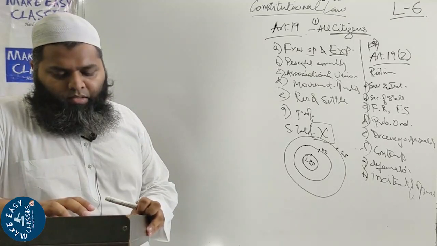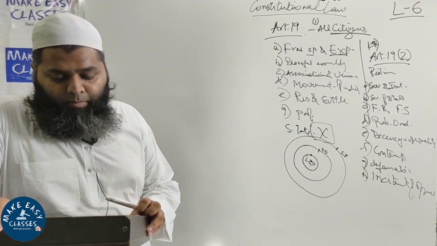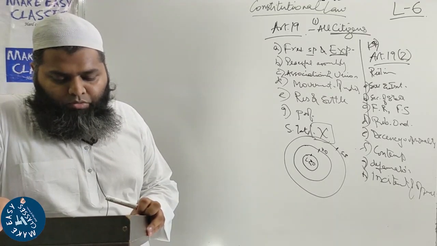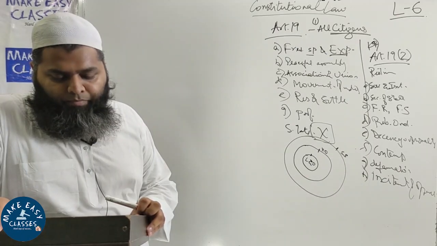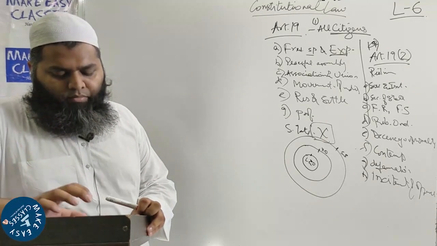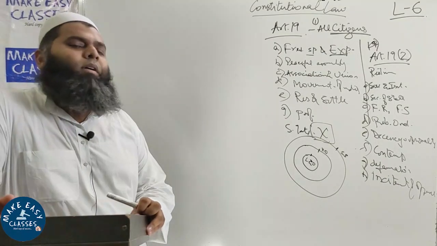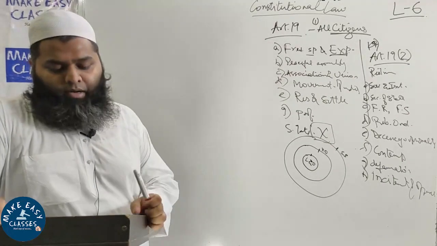Now all the other sub clauses say nothing in the sub clause B of the said clause shall affect the operation of any existing law in so far as it imposes, or prevent the state from making law imposing, in the interest of sovereignty and integrity, public order, reasonable restriction on the exercise of the right conferred in the sub clause. So the next 3, 4, 5 clauses of Article 19 are not so important. So you have to basically understand these 2 clauses of Article 19.